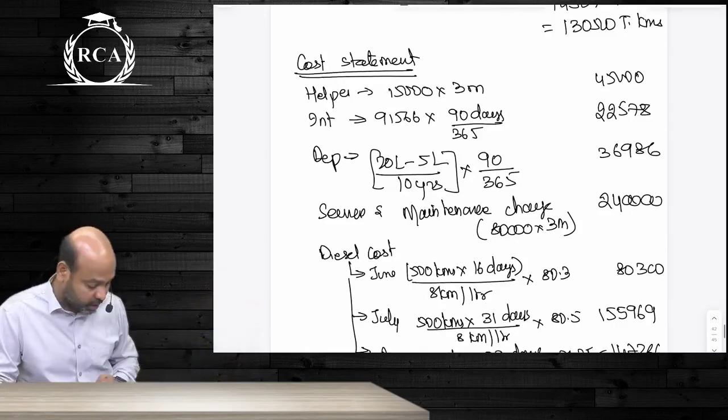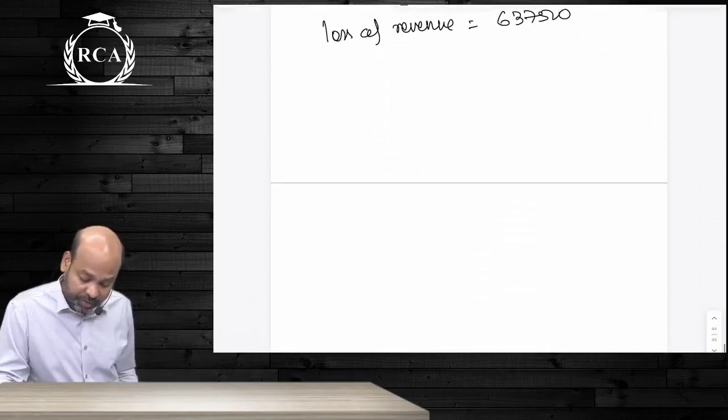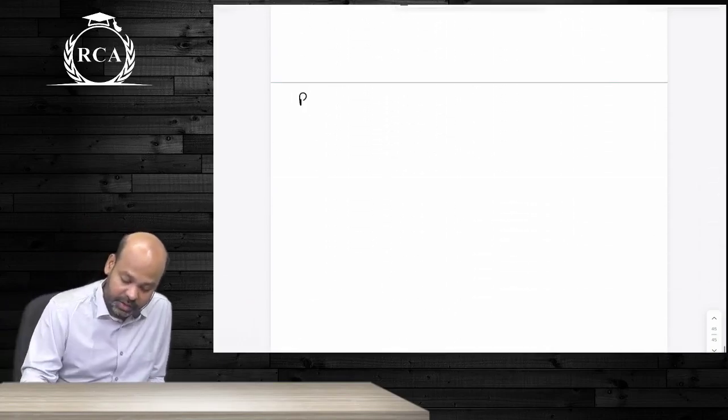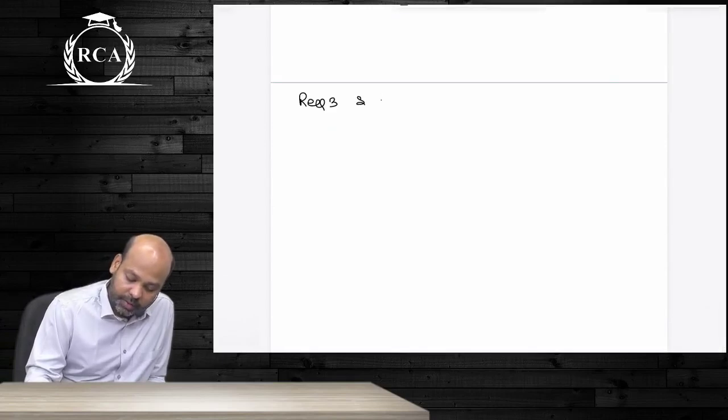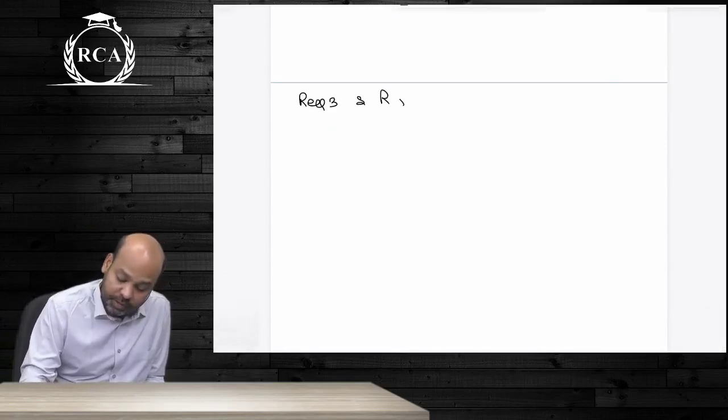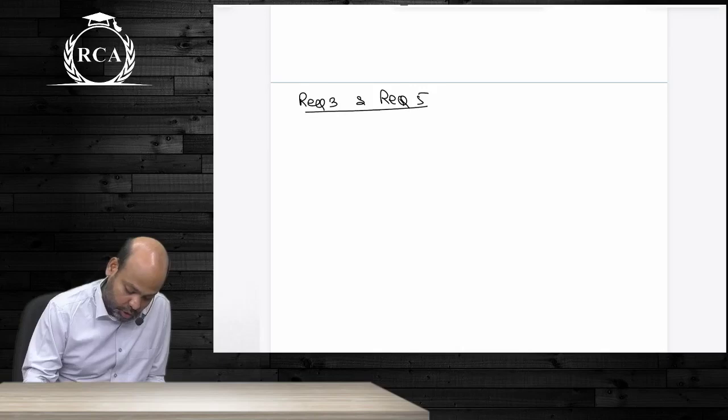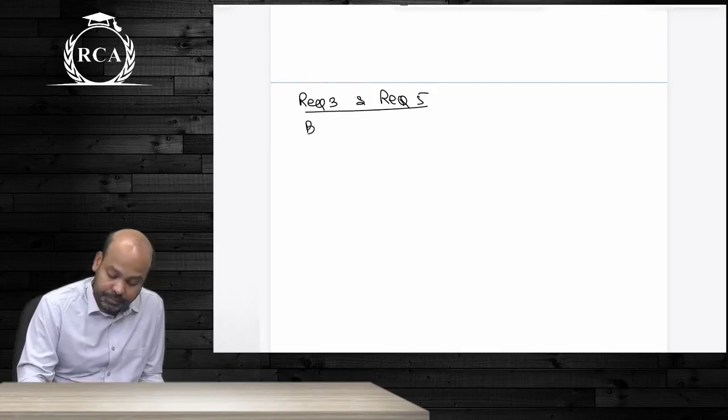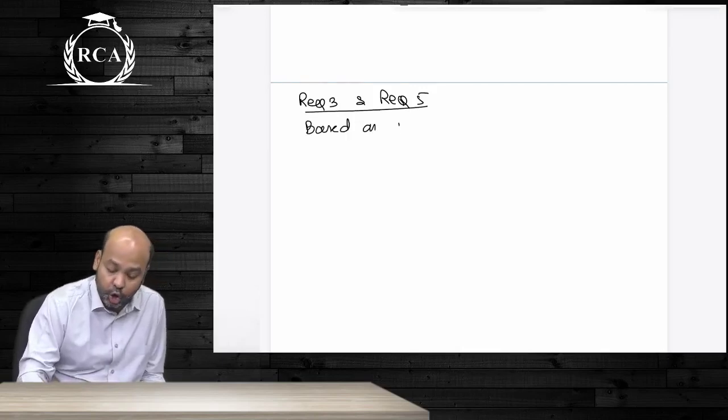अब बचा बेटा third and fifth bit. I want you to pay attention, guys. Requirement 3 and requirement 5. Both of them are based on absolute ton kilometers. हाँ या ना? Nowhere is it specified that minimum limit will not apply.